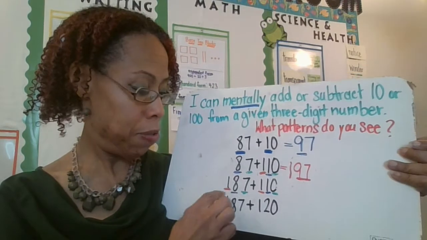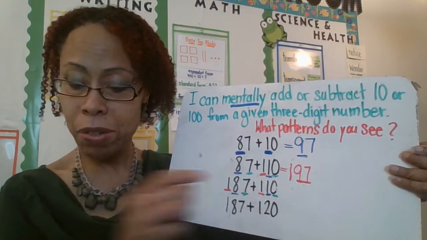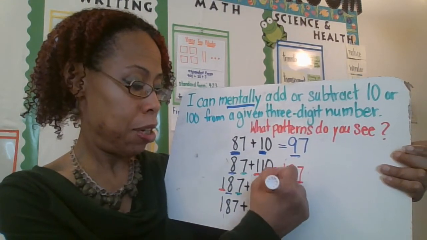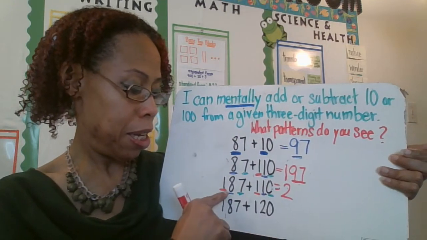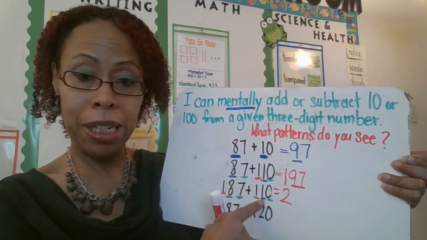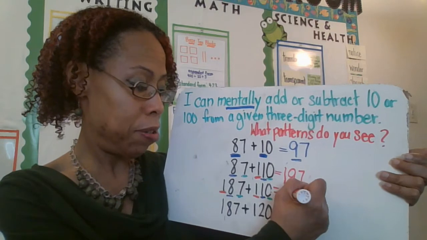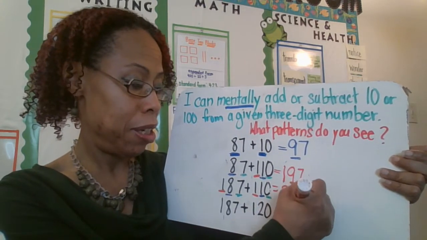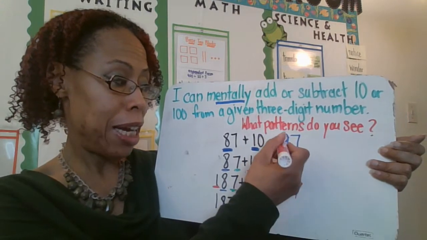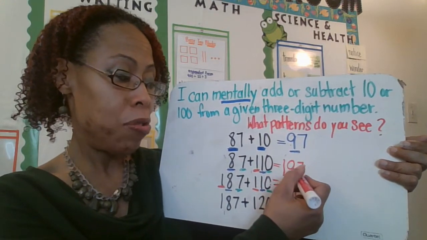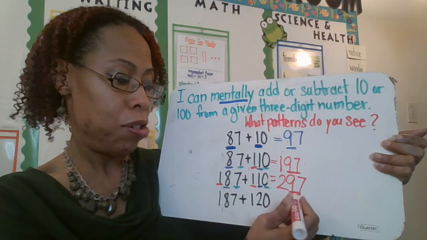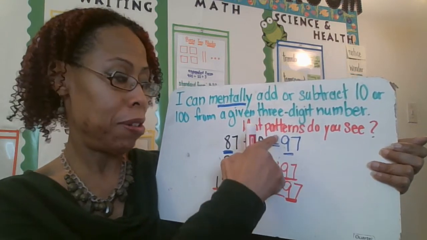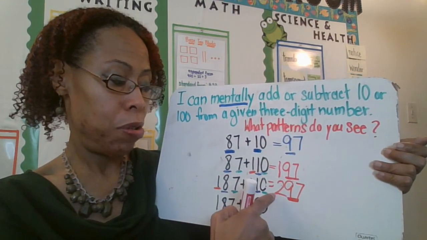So now we have 100 plus 100, and we know that is 200. And then we have 80 plus 10. That's just one more 10, so that's 90. And then 7 plus 0, we know that's 7. Look at this pattern again. We have 97, 197, and 297. So 100, 200.